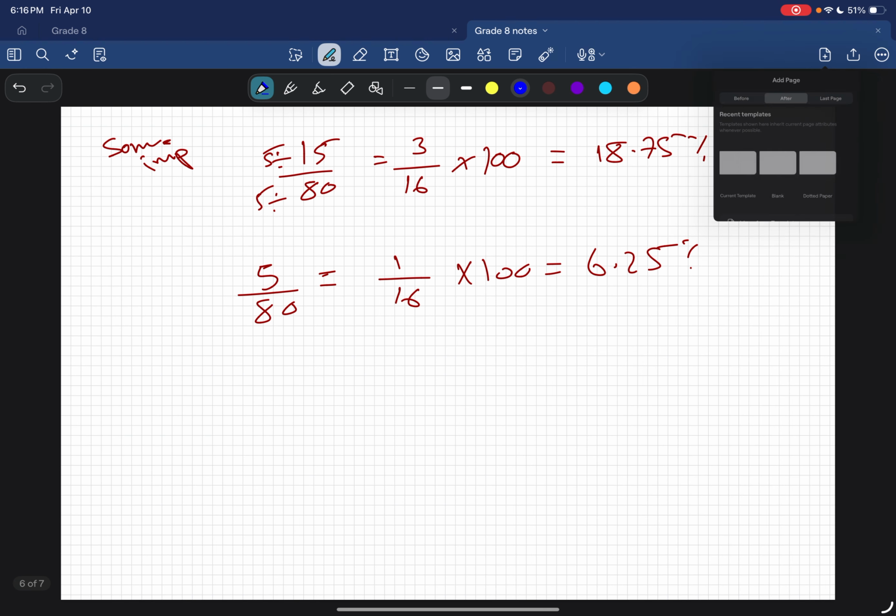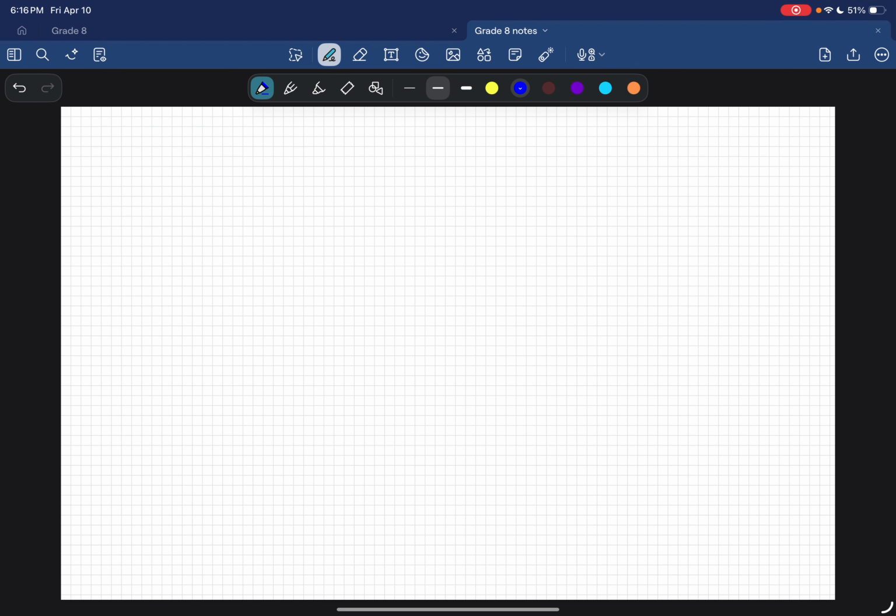The next part here, we're going to go for percentages of an amount. Percentages of an amount is a really important topic to revise. So we have percentages of amount.